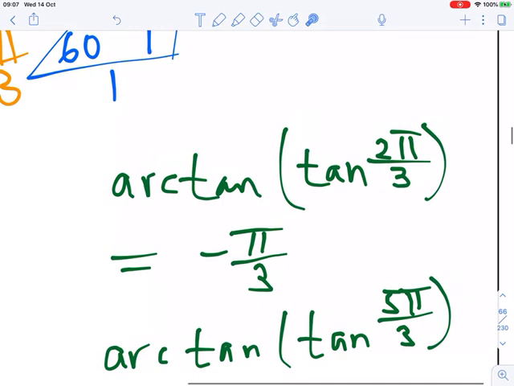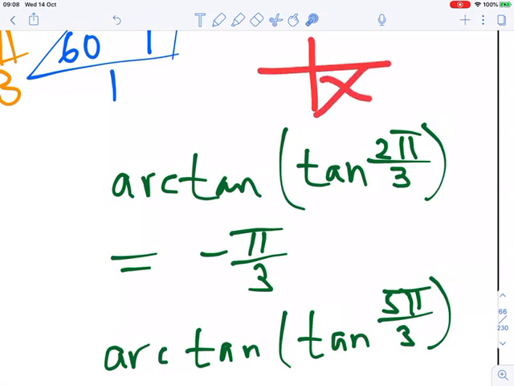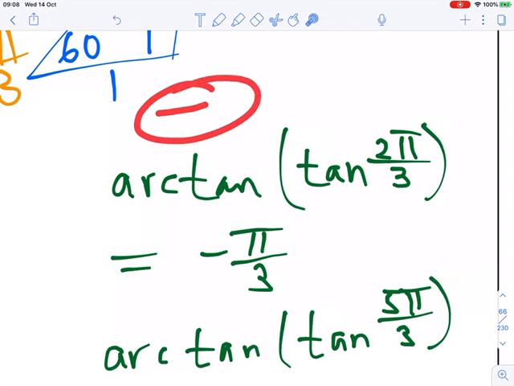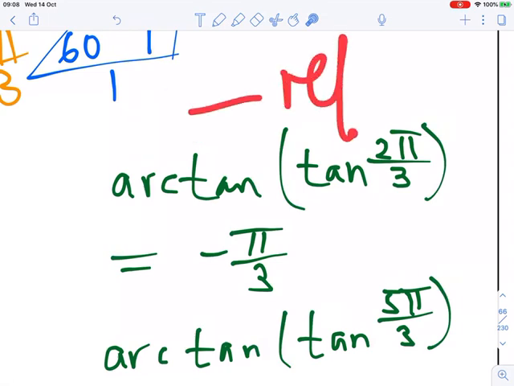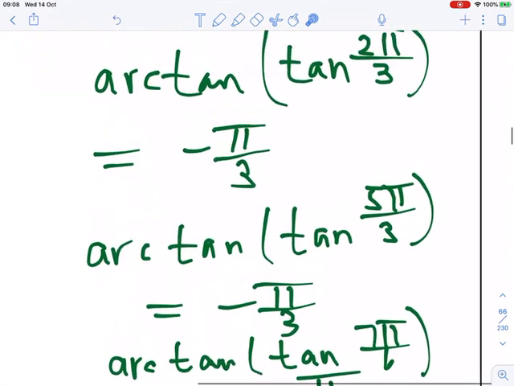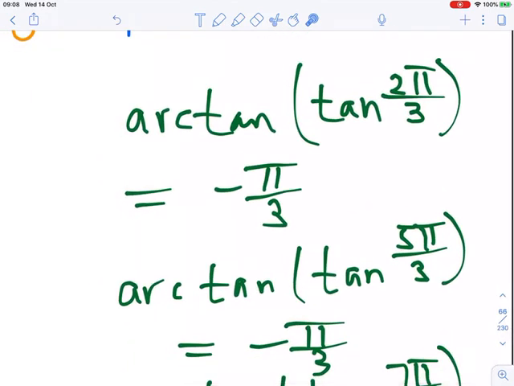Let's say we have arctan tan 5 pi over 3. All right, so first, where is 5 pi over 3? 5 pi over 3 is in the fourth quadrant, where tan is negative. So what must I give? Negative the reference angle again. What is the reference angle? Pi over 3. So my answer should be negative pi over 3 again.